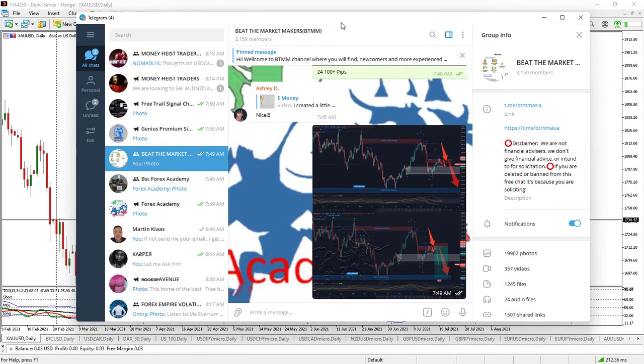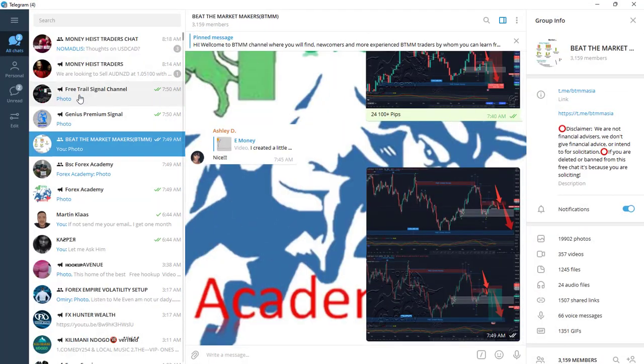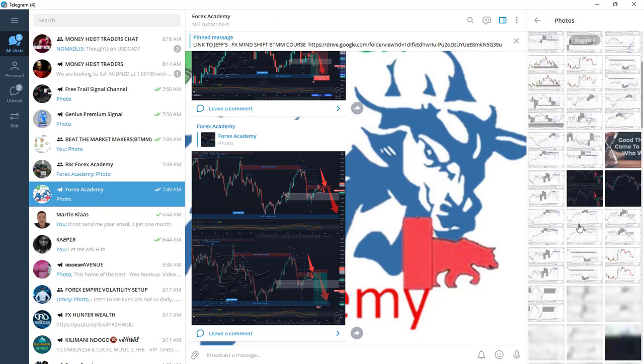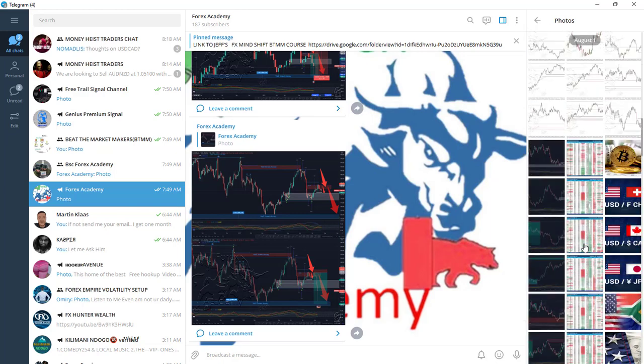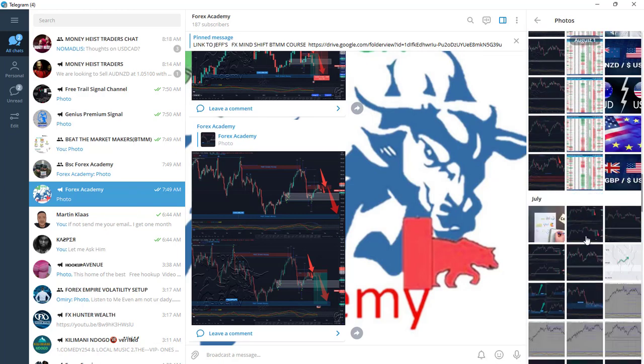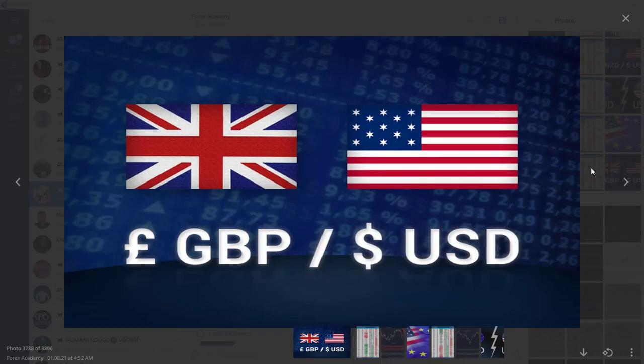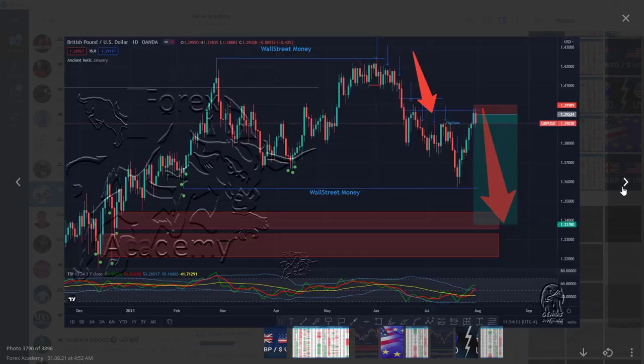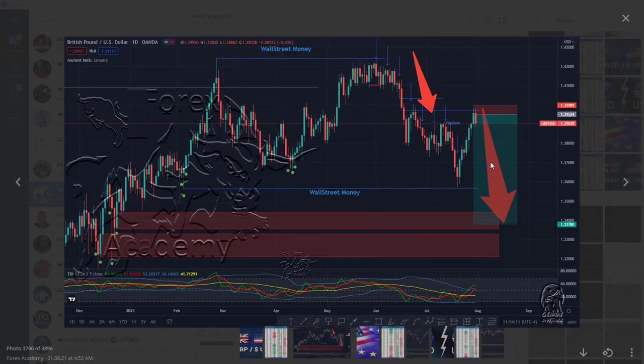I will be going through my previous week's anticipations. This was our anticipation based on GBP USD. The market was bearish, and then we were expecting to see this kind of movement.